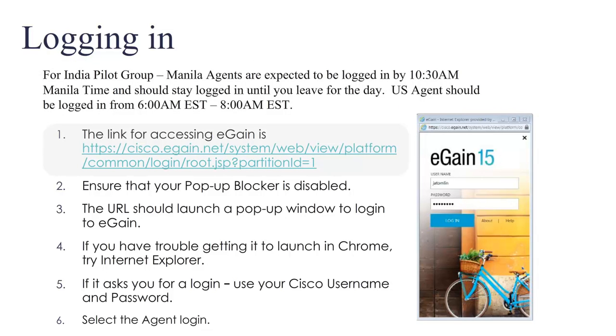The address for accessing eGain is listed on the screen. Type this address in your URL to access the site. Please ensure that your pop-up blocker is disabled. The URL should launch a pop-up window to log into eGain. If you have any trouble getting it to launch in Chrome, try the Internet Explorer. If it asks you for a login, use your Cisco username and password, then select the agent login.